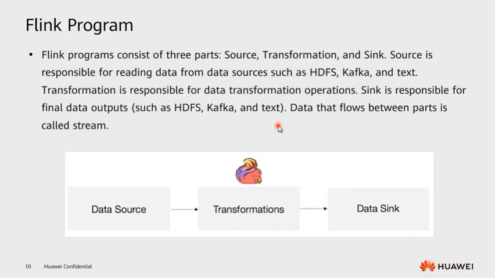Okay, now maybe you are wondering, what does a typical Flink program look like? Here, we introduced that a Flink program contains 3 parts: source, transformation, and sink. As suggested by their names, source contains some operators to read data from external data sources. And transformation is responsible for data transformation operations just as shown in that graph. Sink is responsible for final data outputs.